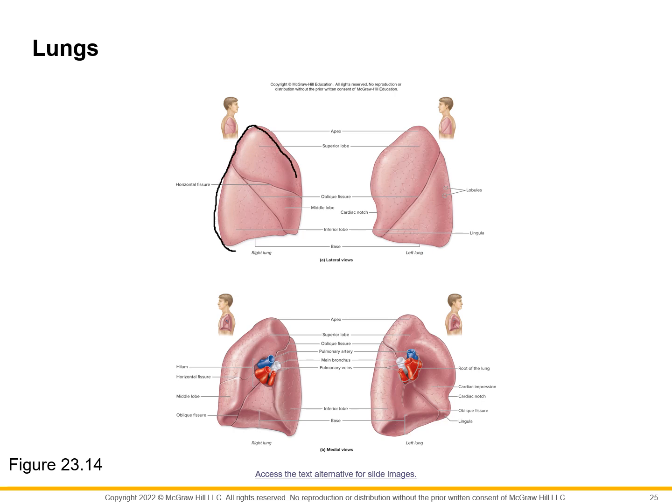The difference between the right lung and the left lung is that the right lung has 3 lobes and the left lung has 2 lobes. So this is the superior lobe, middle lobe, and inferior lobe of your right lung. The left lung only has the superior and inferior.